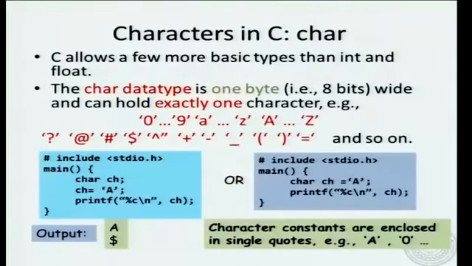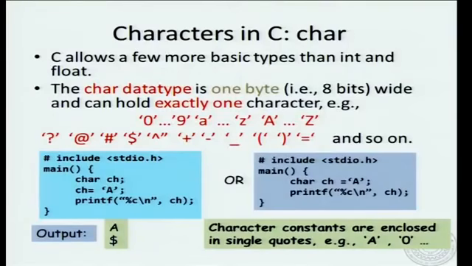In this session, we will learn about one more fundamental data type in C. So far, we have seen ints and floats. Ints are supposed to represent integers and floats are supposed to represent real numbers. We will see the third most important data type, which is character. It is called char in C.